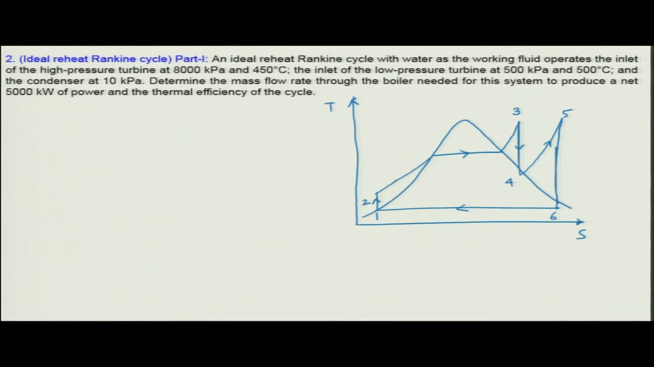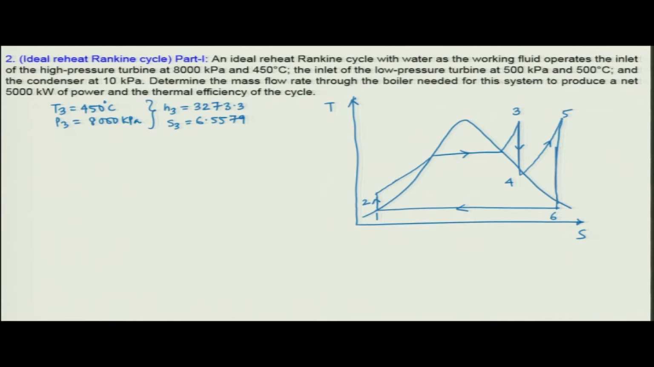Now, what is given? Inlet temperature of the high pressure turbine, which is basically 0.3, it is given. So, T3 is 450 degree centigrade, and P3, the pressure, is 8000 kilopascal. Okay, that is given. Now, correspondingly you can find from the superheated steam table, H3 is 3273.3 kilojoule per kg, and S3 is 6.5579 kilojoule per kg Kelvin. So, I am not writing the unit for the sake of time, but you should always write this in the exam or otherwise.